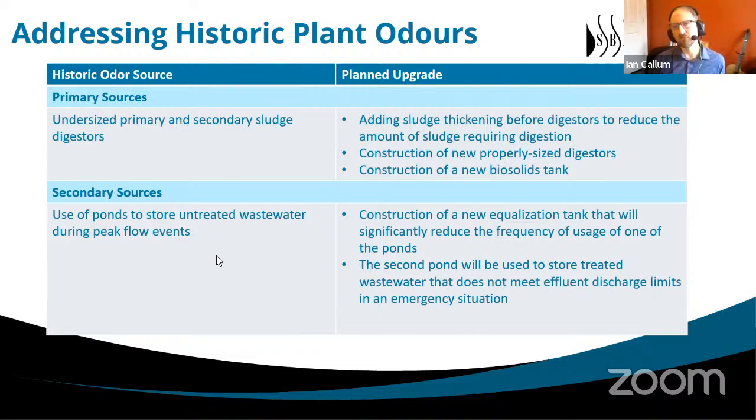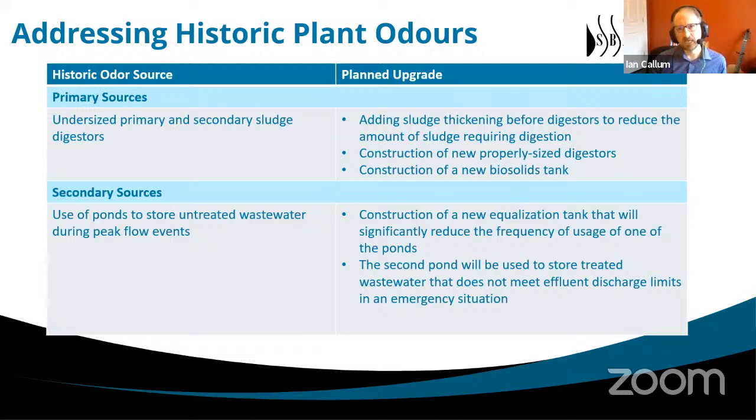Secondary reason for the source of odors is the current use of ponds to store untreated wastewater during peak flow, those high precipitation events that we spoke of earlier. The new water pollution control plant upgrades propose to construct a large equalization tank that would largely replace the use of those ponds. And the second pond, of the two ponds, would be used purely to store treated effluent that doesn't quite meet discharge limits, so that it could be stored there and then run back through the treatment plant again.